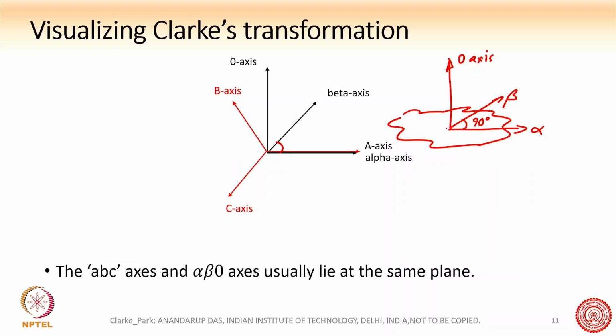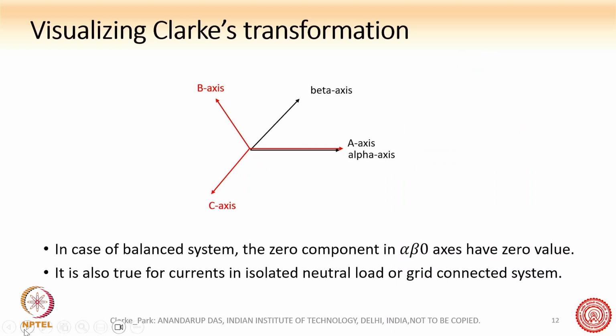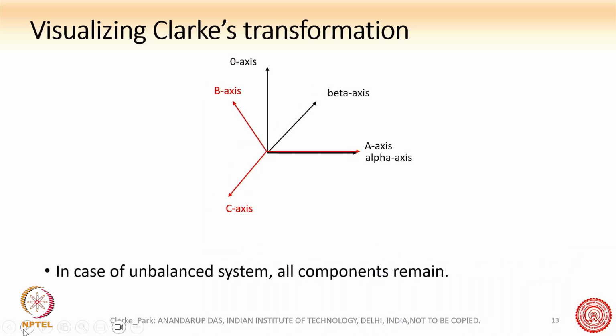Usually what we say here is that ABC lie on the alpha beta plane. So in case of a balanced system, the 0 component in the alpha beta 0 axis has 0 value. In case of an unbalanced system, all components remain.